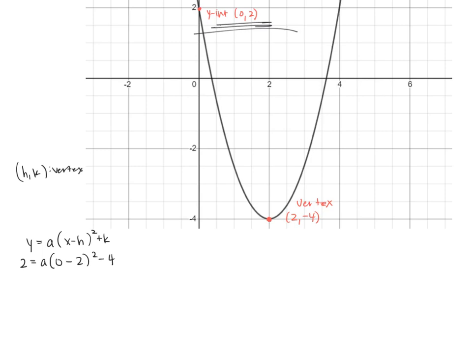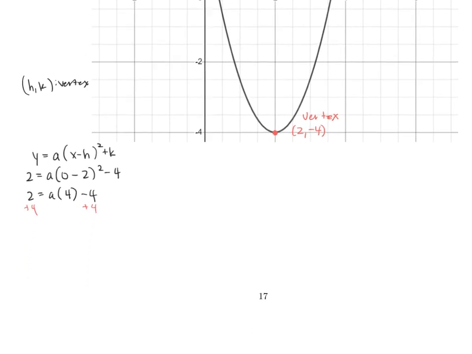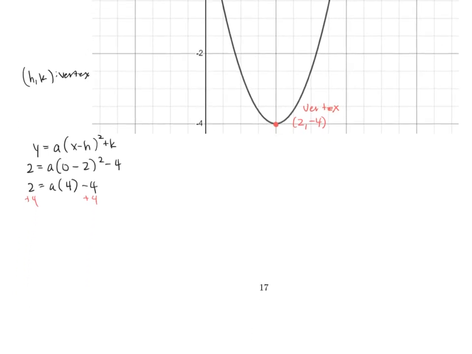And now we're going to solve for a. So 2 is equal to a times (0 minus 2), which is -2. -2 squared is 4, minus 4. We're going to add 4 to both sides. Now we get 6 equals 4a. We're going to divide by 4, and then reduce that fraction. So a will be 3/2.